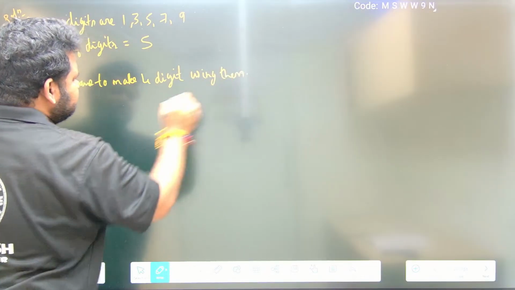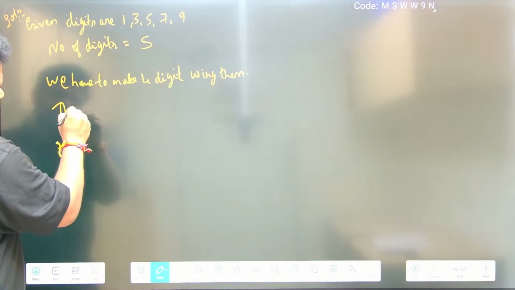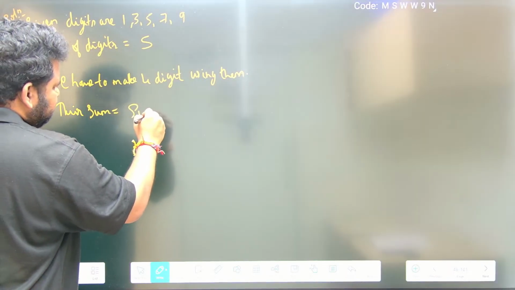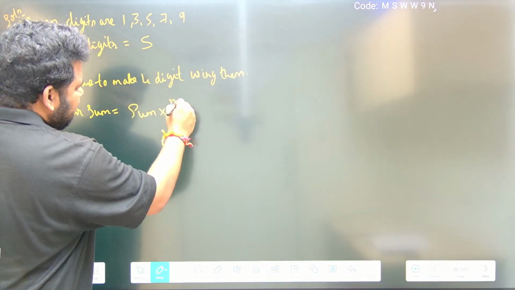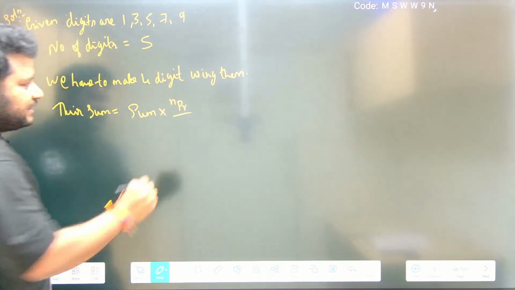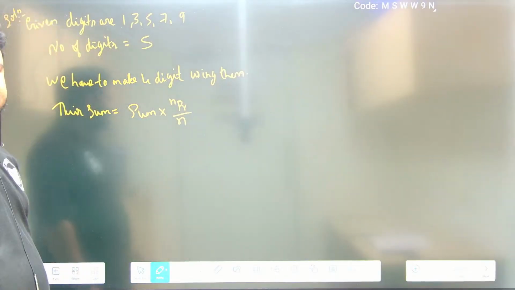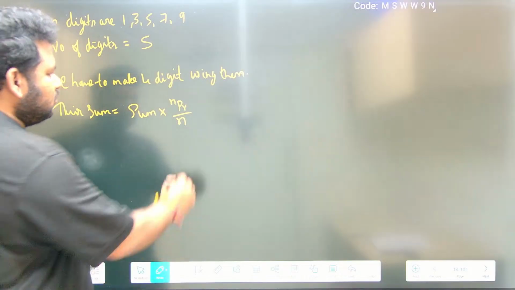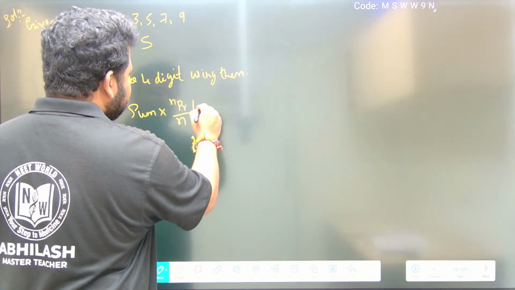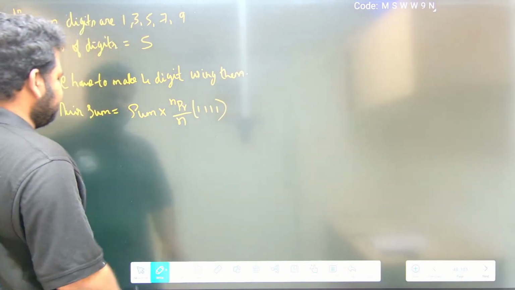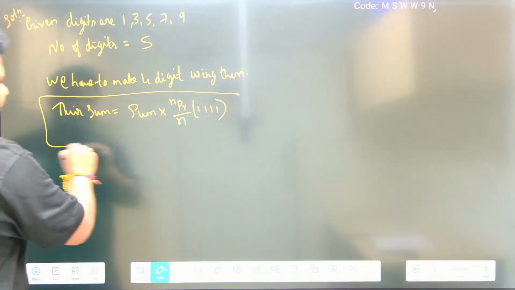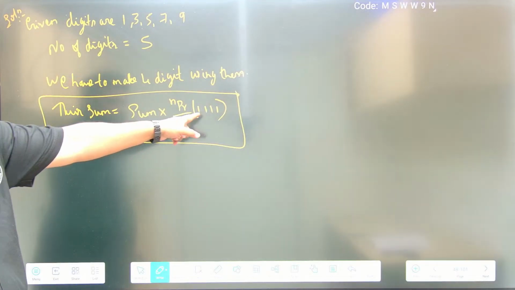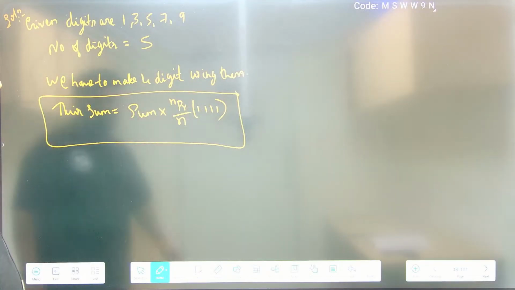Their sum is given as what? Their sum is equal to the sum of digits into nPr by n, into how many places we are having? 1, 2, 3, 4 places. This is the formula, friends. You have to remember this formula. Their sum is equal to sum into nPr by n, into 1, 1, 1, 1, that is 4 places representing the places.